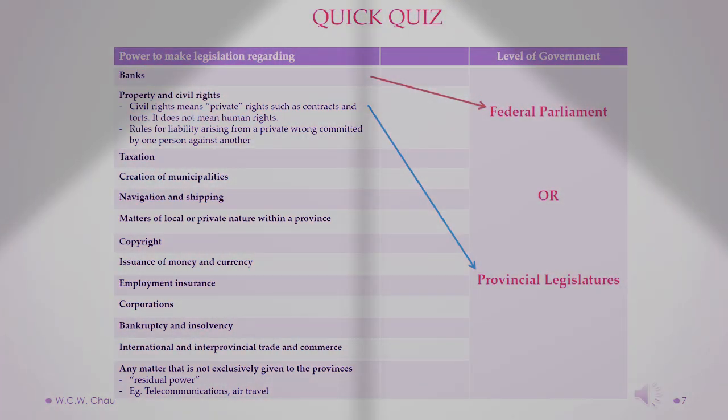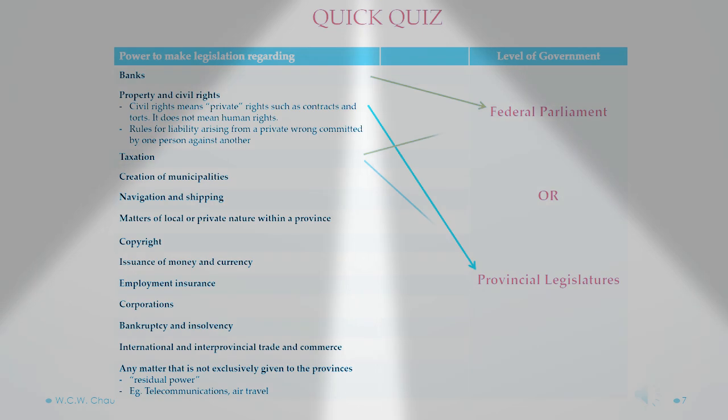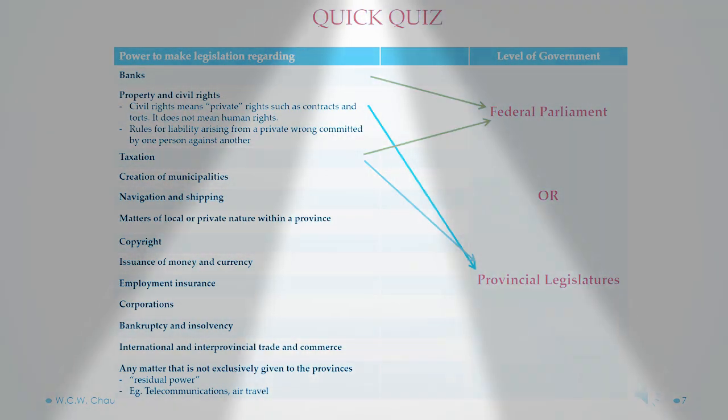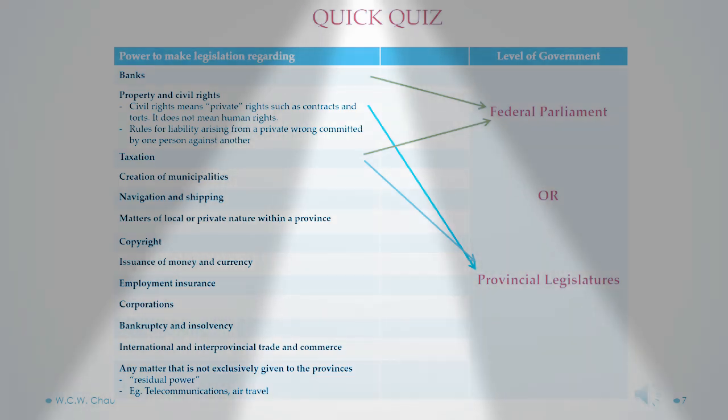The next subject matter is taxation. The power to regulate taxation belongs to both the federal parliament and the provincial legislature. The federal parliament has power to regulate taxation under section 91(3), and the provincial legislatures get their power to tax under section 92(2).